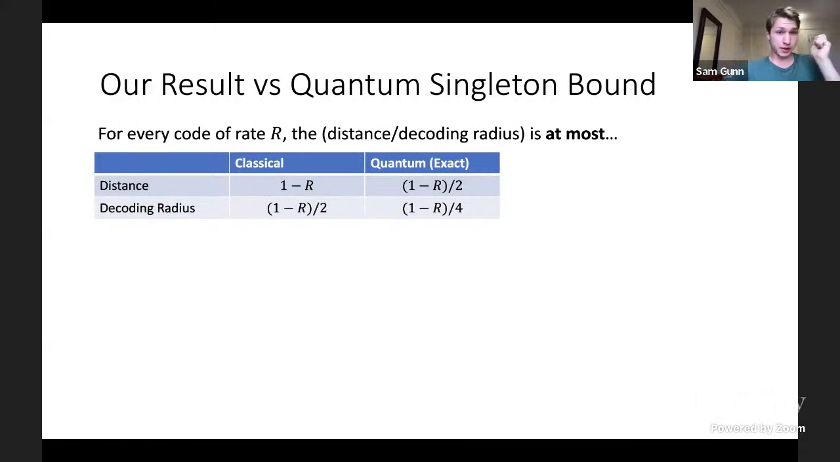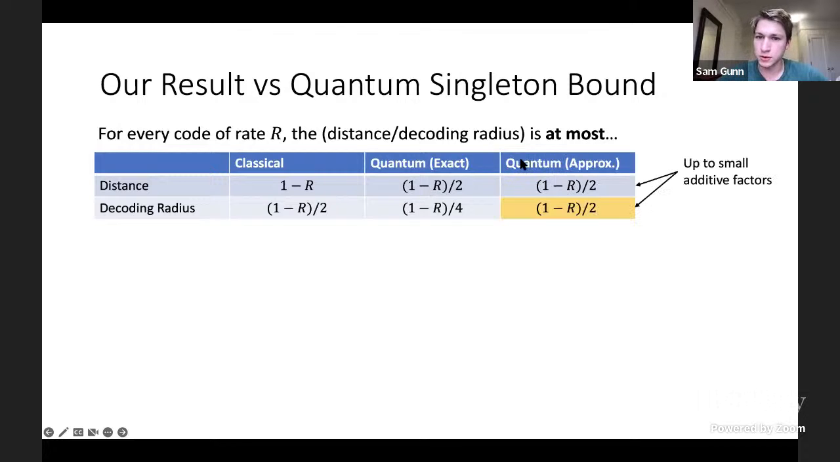Okay, now with these upper bounds, let's look at how our result compares. For the bounds that we just saw, this quantum column right here, which says that the distance is at most 1 minus r over 2, that's the quantum singleton bound. By applying the bound from the previous slide, we can see that the decoding radius is at most half of that. And then the classical singleton bound is half as bad. So that's the classical column. Now in the approximate quantum setting, as I said before, the robust quantum singleton bound still applies. So this first row still holds: the distance is at most 1 minus r over 2.